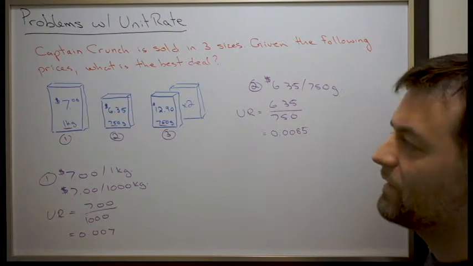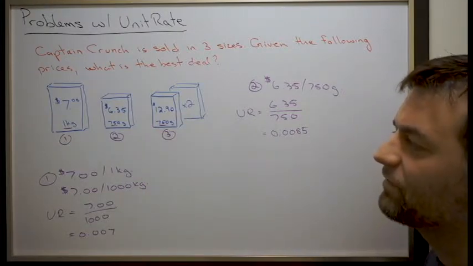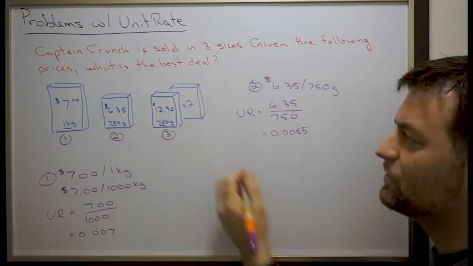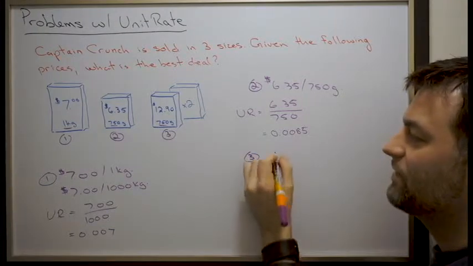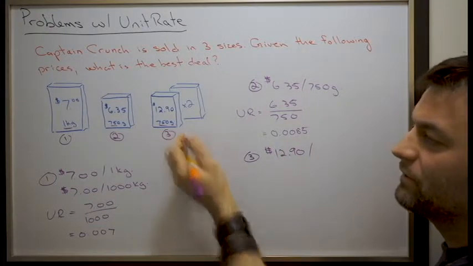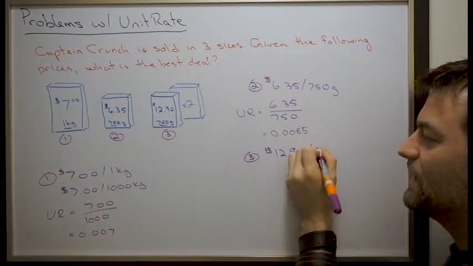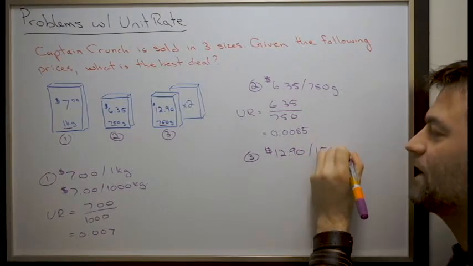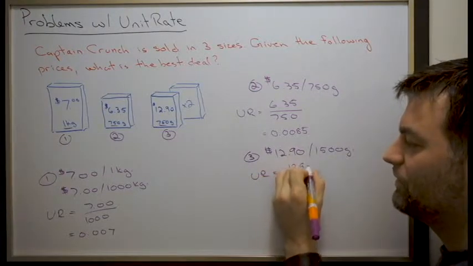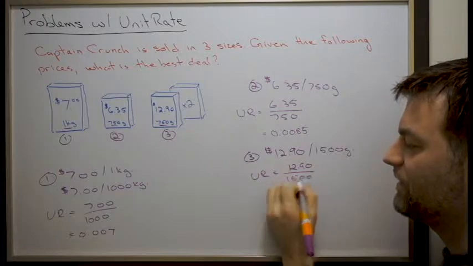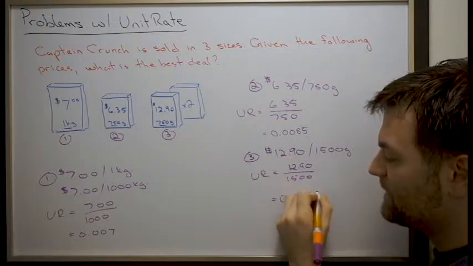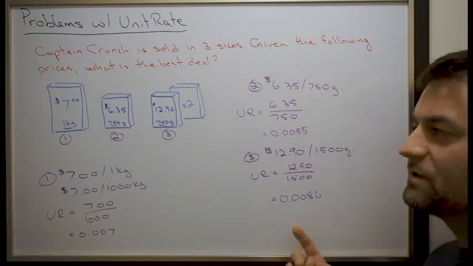And then we also have this last one here. We got $12.90 for 2 750 gram boxes. So again, making sure that we're multiplying that by 2. So we have $12.90 per 2 times 750, which is going to get me 1,500 grams. And so then our unit rate is going to be $12.90 divided by 1,500. And in this case, our unit rate works out to 0.0086. So this is actually the worst deal.